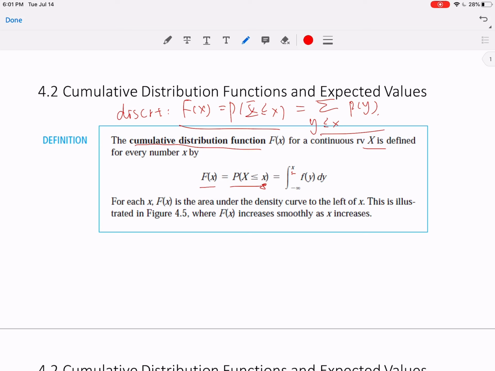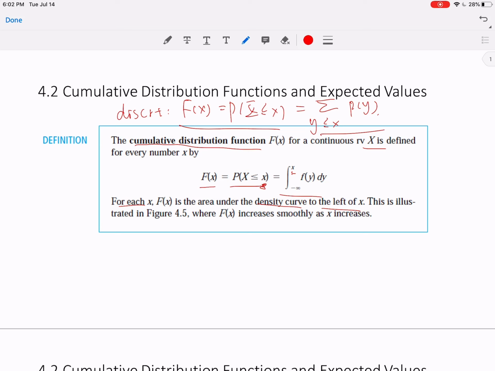And as I mentioned in the last lecture video, the main difference between the discrete random variable and the continuous random variable is that instead of doing summation, we're going to do the integration for the CDF of a continuous random variable. For each x, F(x) is the area under the density curve to the left of x. So just always keep this idea in your mind. You can always find the probability that X is less than or equal to a number from the CDF directly.